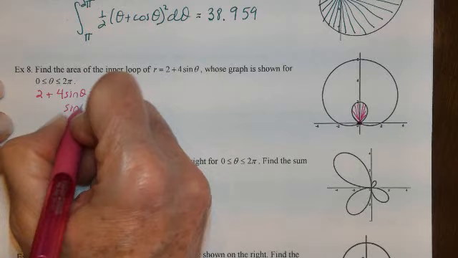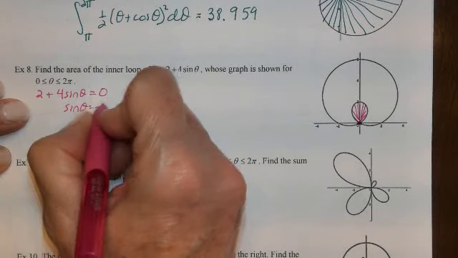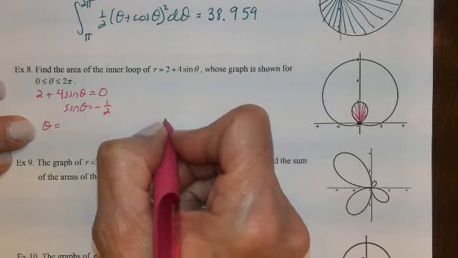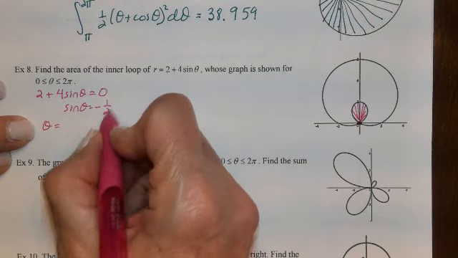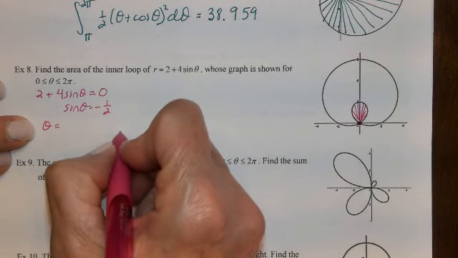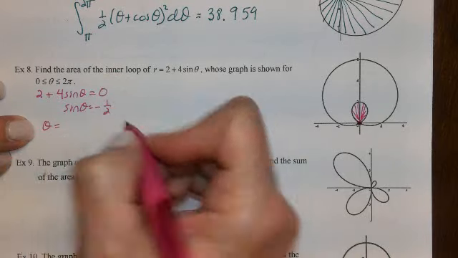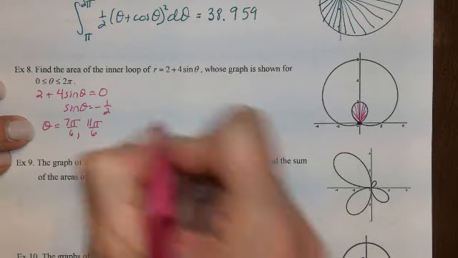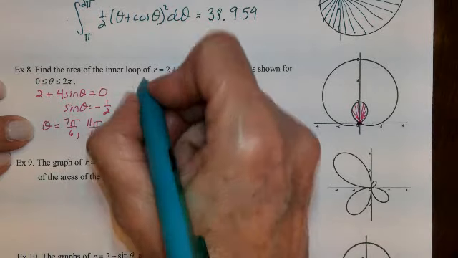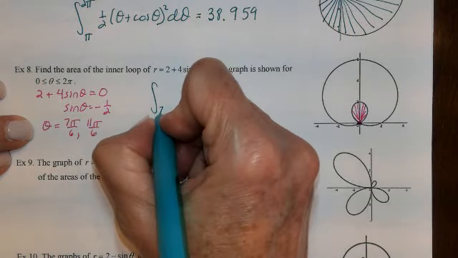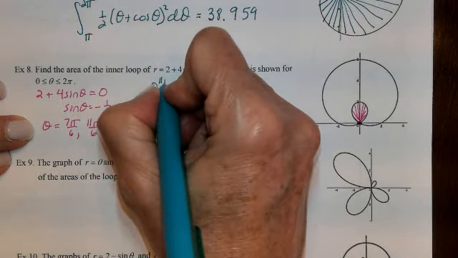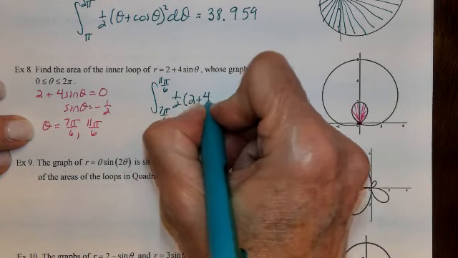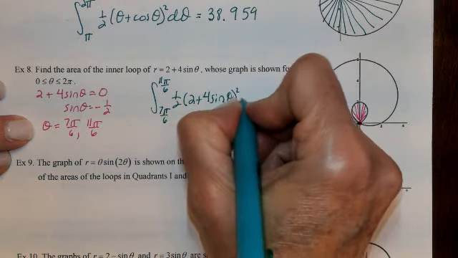So sine of theta will be negative 2 over 4, so negative 1/2. So theta is the values of theta that make sine negative 1/2. Third quadrant and fourth quadrant, and they're both pi over 6s, so 7 pi over 6 and 11 pi over 6. So this area will just be the integral from 7 pi over 6 to 11 pi over 6 of 1/2 r squared d theta.